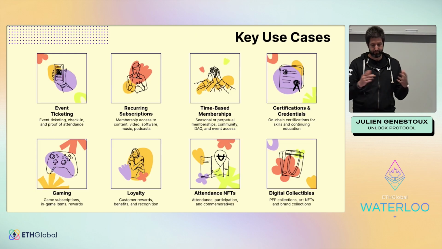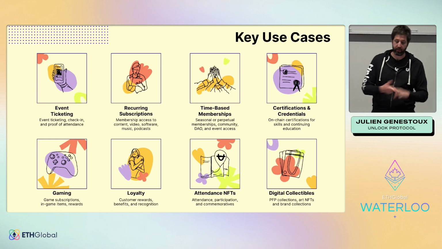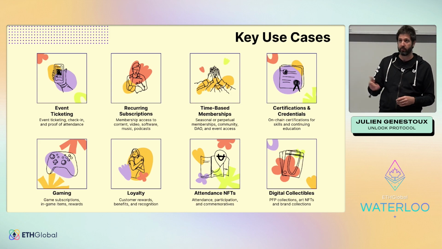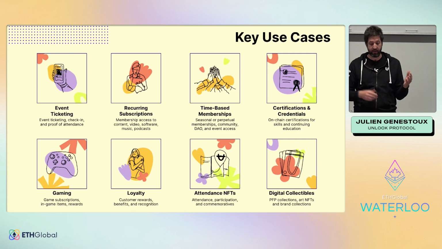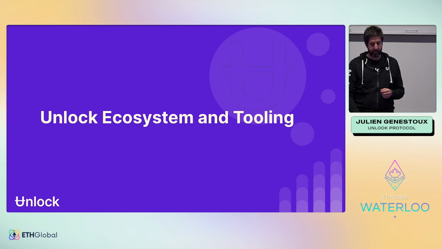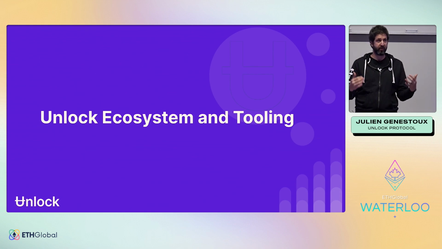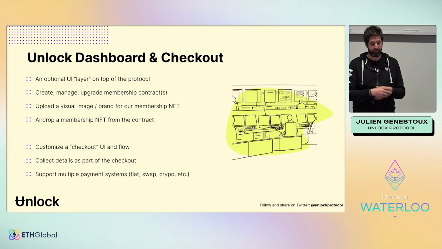All right. Summarizing again the use cases: events, event ticketing, recurring subscription, time-based membership, certification, DMV-like things, gaming, loyalty, attendance NFTs, and digital collectibles. Let's move into tooling. So Unlock, that smart contract, that's the core. There's a ton of tools that are built on top of it that are completely optional that you can start with, use as scaffolding, and then remove once you're done with this.